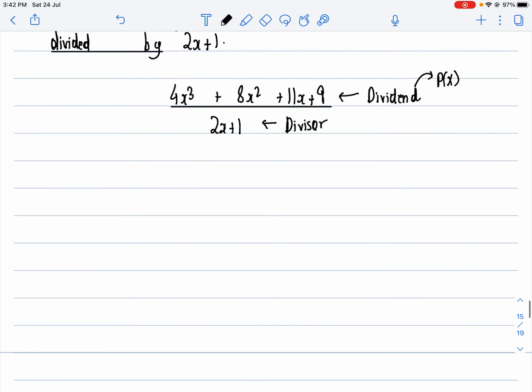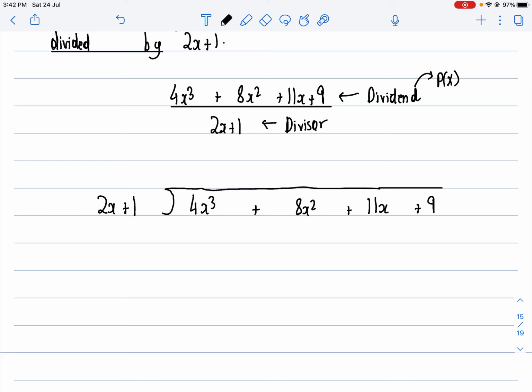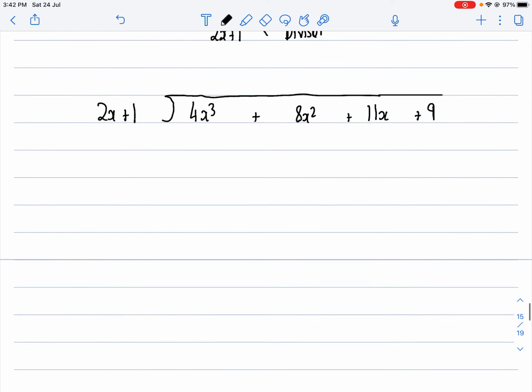So if I write the division sign here, I get 2x plus 1, which is the divisor, and I get 4x cube plus 8x square plus 11x plus 9 under it. This is basically the dividend. So now I need to carry out long division. You need to follow these easy steps, maybe a little tough at first to understand, but we'll do many examples with past paper questions so that you're clear.